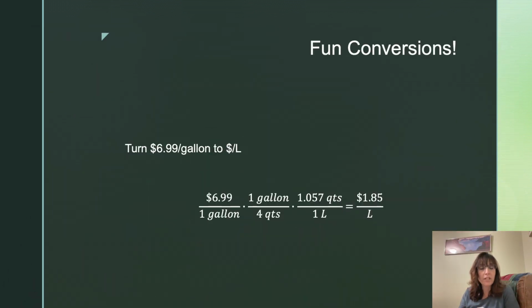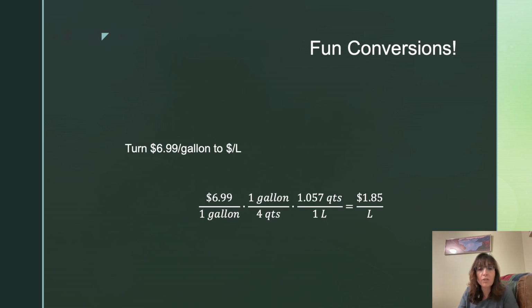Let's do one more fun conversion. This one's a little complicated. It's $6.99 per gallon. And normally we write things on a slant, like per gallon. But when you're doing a conversion, write it a number over another number. Don't write it at a slant or you won't be able to see your labels cross off correctly.